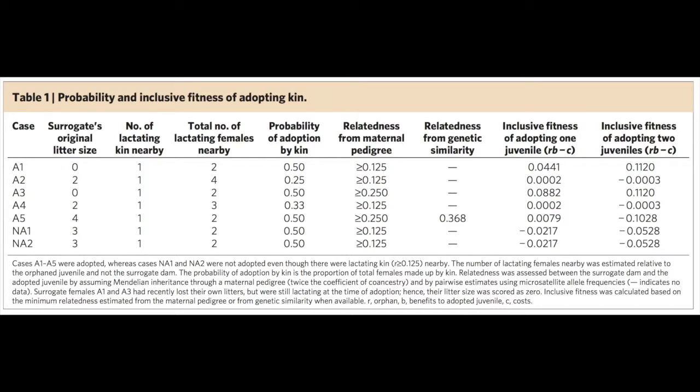Out of the adoptive females, A1 and A3's litters had died and they were greatly able to adopt a juvenile. A2 and A4 had 2 juveniles in their own litter, and A5, who also adopted an orphan juvenile, had 4 in her original litter. In the remaining 27 cases, there were no kin available to adopt the orphans.